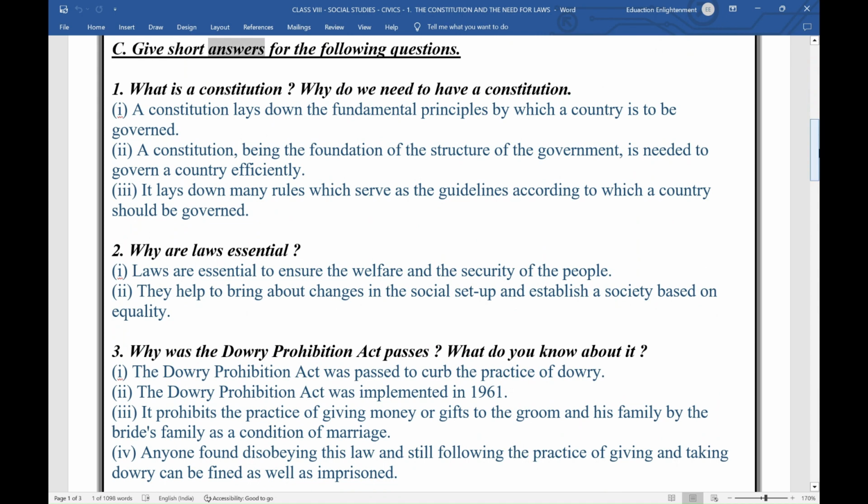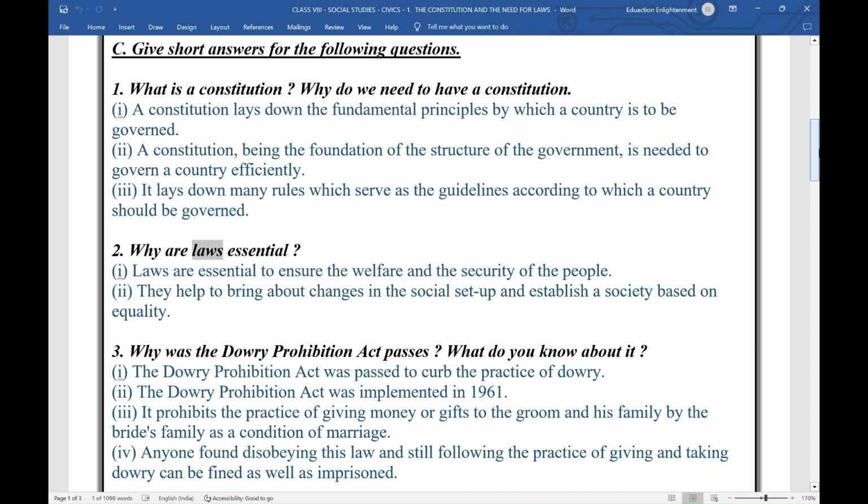C. Give short answers for the following questions. 1. What is a constitution? Why do we need to have a constitution? I. A constitution lays down the fundamental principles by which a country is to be governed. 2. A constitution, being the foundation of the structure of the government, is needed to govern a country efficiently. 3. It lays down many rules which serve as the guidelines according to which a country should be governed.